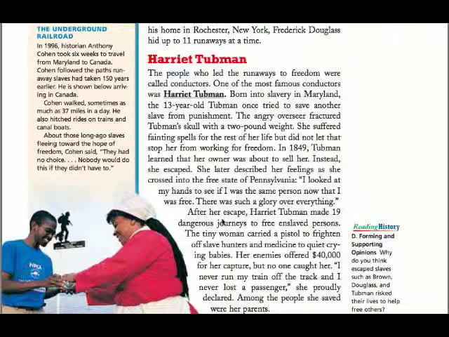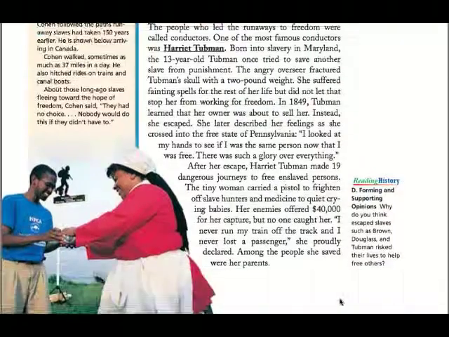After her escape, Harriet Tubman made 19 dangerous journeys to free enslaved persons. The tiny woman carried a pistol to frighten off slave hunters and medicine to quiet crying babies. Her enemies offered $40,000 for her capture, but no one caught her. "I never run my train off the track, and I never lost a passenger," she proudly declared. Among the people she saved were her parents.